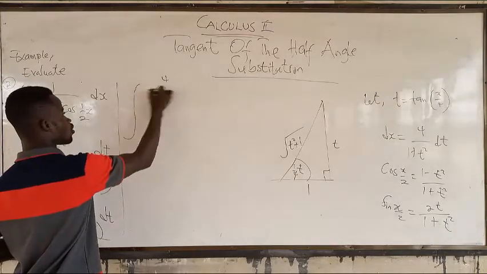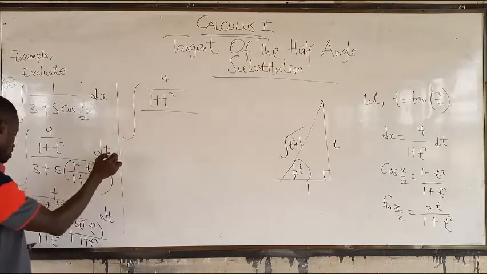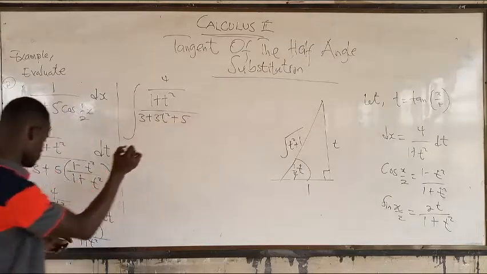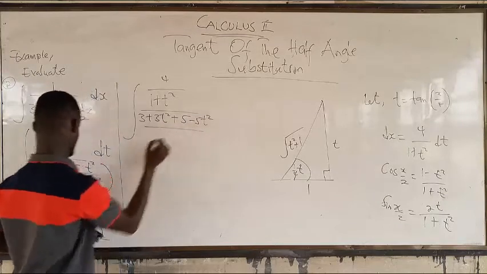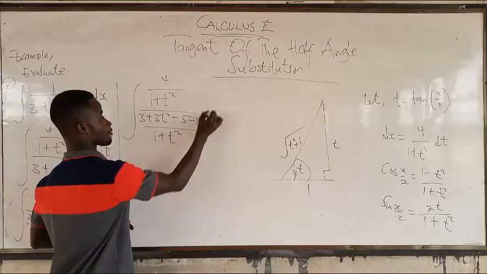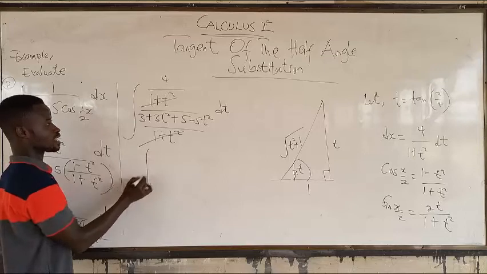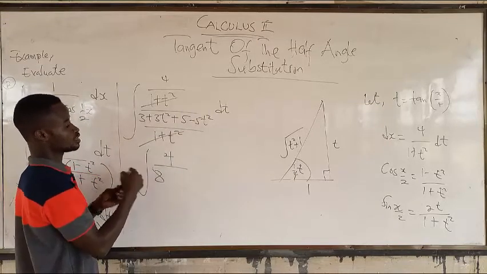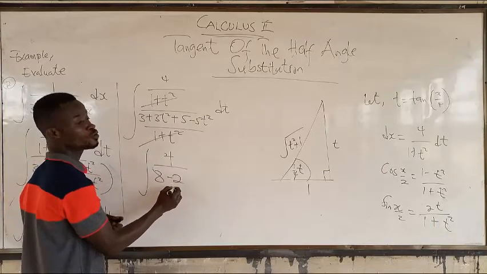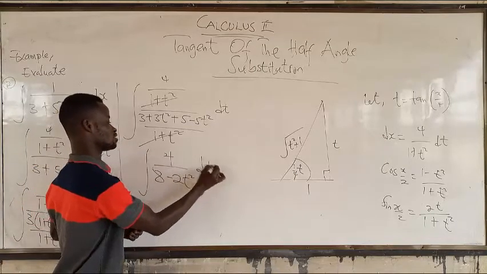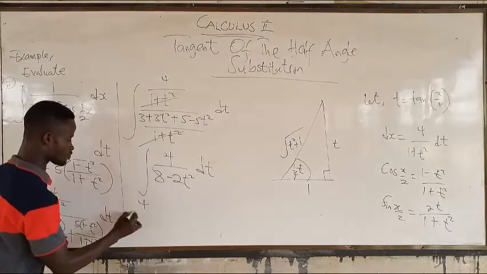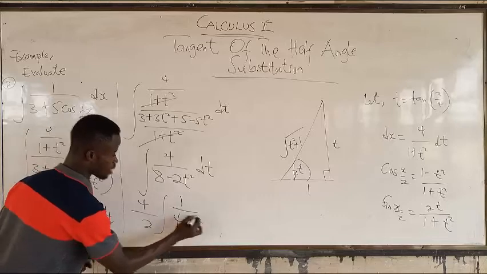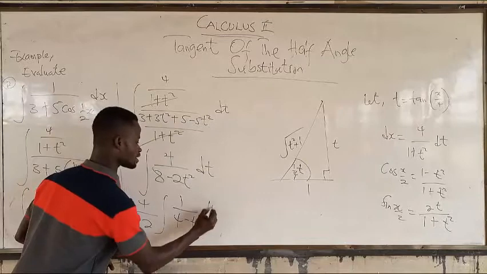So integral of 4 over, all this over 3 plus 3t squared plus 5 minus 5t squared. Then the same denominator. Let's cancel this. So we get 4 over, now this to this, you get 8 here. Then minus 2t squared dt. Beautiful. And this is just going to give us 4 over integral of 1 over, don't forget, you can factor 2 out so that we get 4 minus t squared dt.